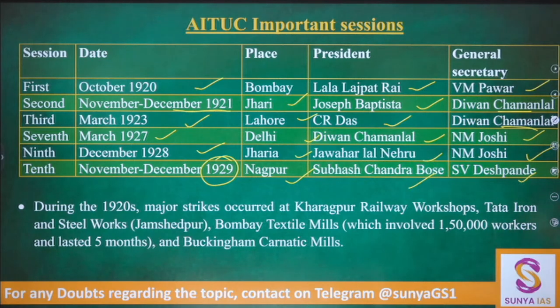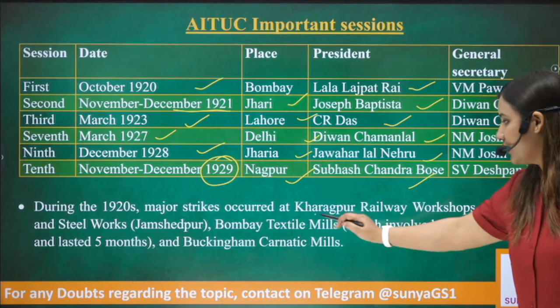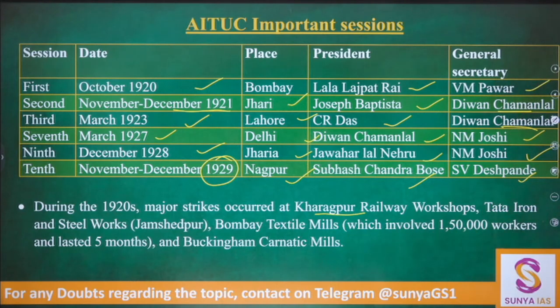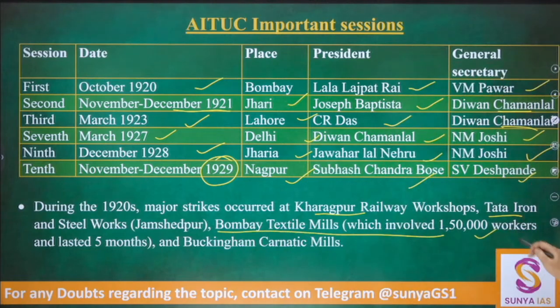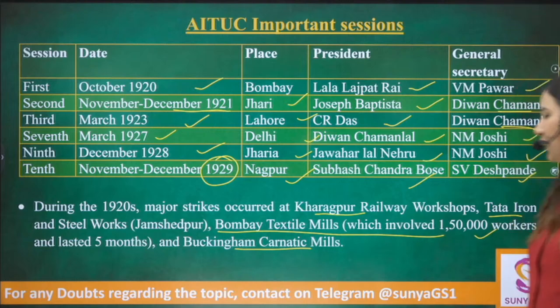And during the 1920s, major strikes occurred at Kharagpur Railway Workshops, Tata Iron and Steel Works, Jamshedpur, and the Bombay Textile Mills, which involved 1,50,000 workers and lasted 5 months. And Buckingham Carnatic Mills were also there.